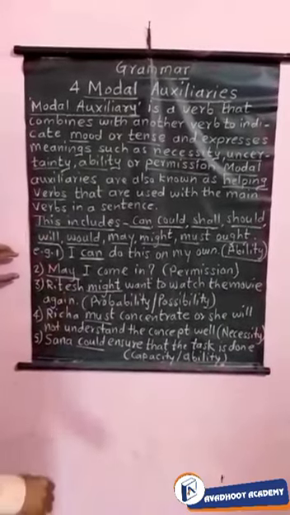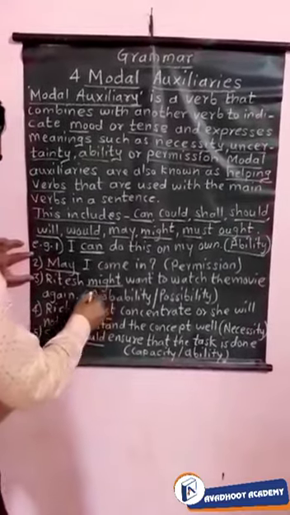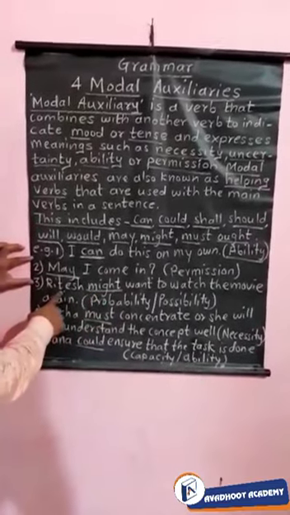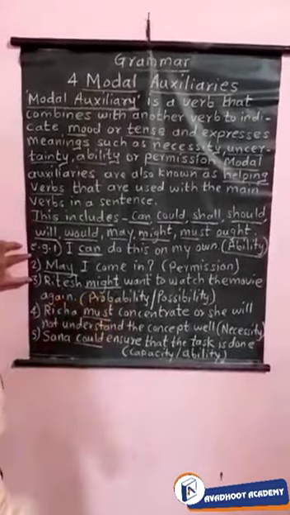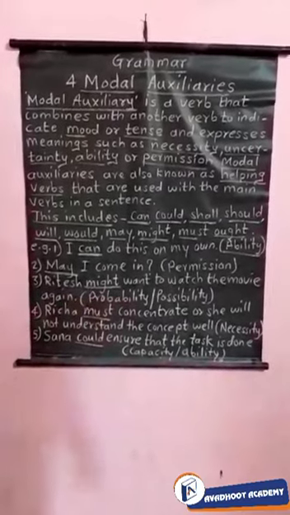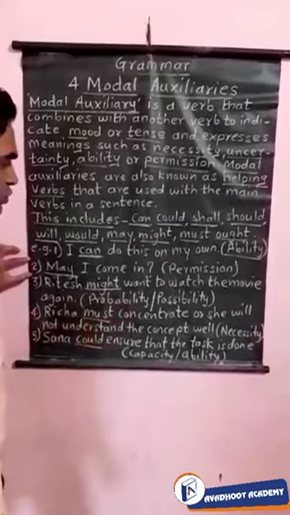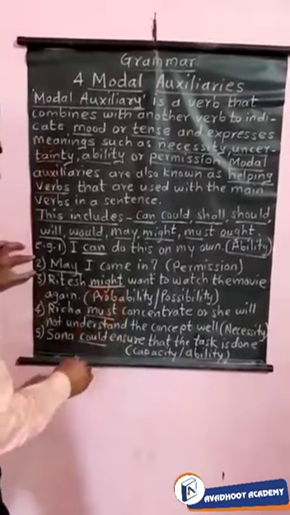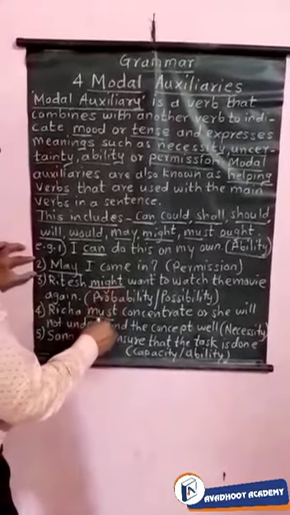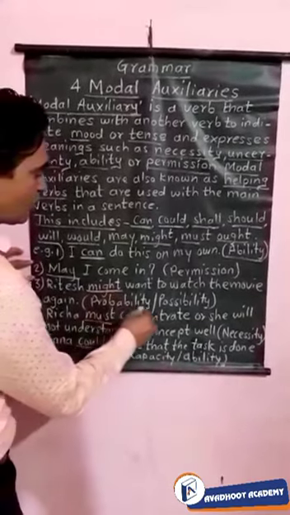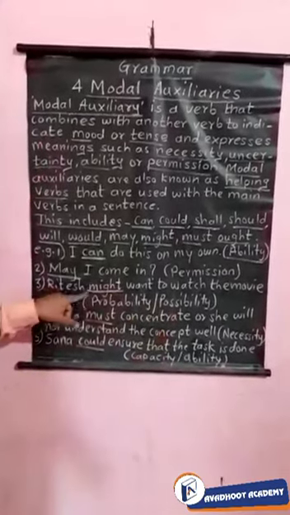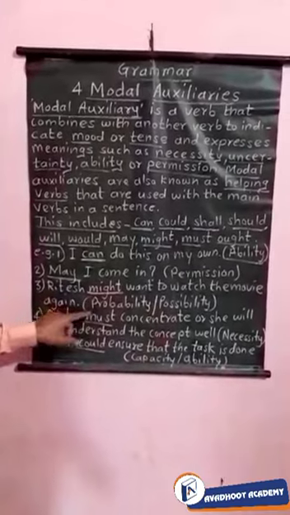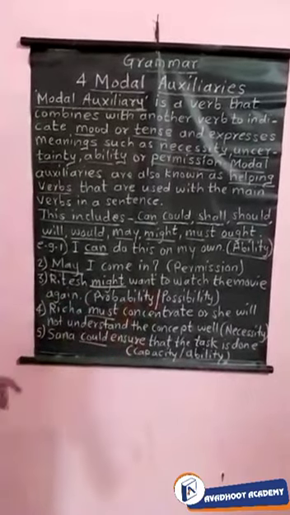The next auxiliary is might. The example for might is: Ritesh might want to watch the movie again. So here the auxiliary might expresses probability or possibility. Both words are similar to each other.